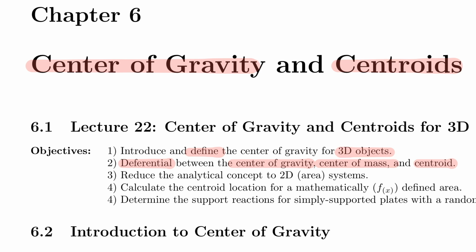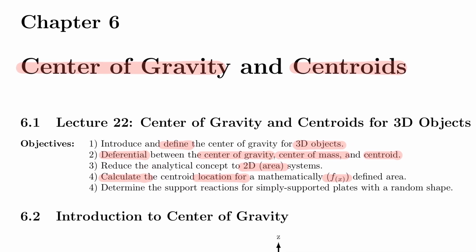Once we've done that, we will reduce our analysis to look at only 2D systems, because you will see those most often. As you will see in the homework that I will look at with you in a second, you will mostly deal with two-dimensional systems. Then we will calculate the centroid location for a specific defined area, and we will define that through a function that looks scary at first, but hopefully I will be able to decipher that for you.